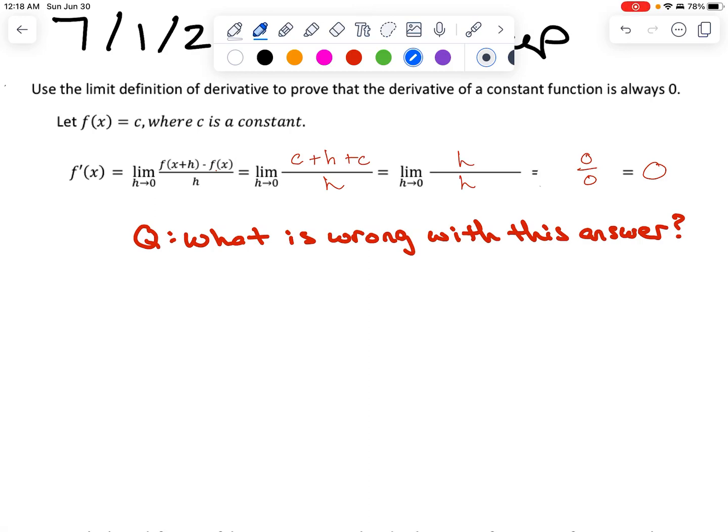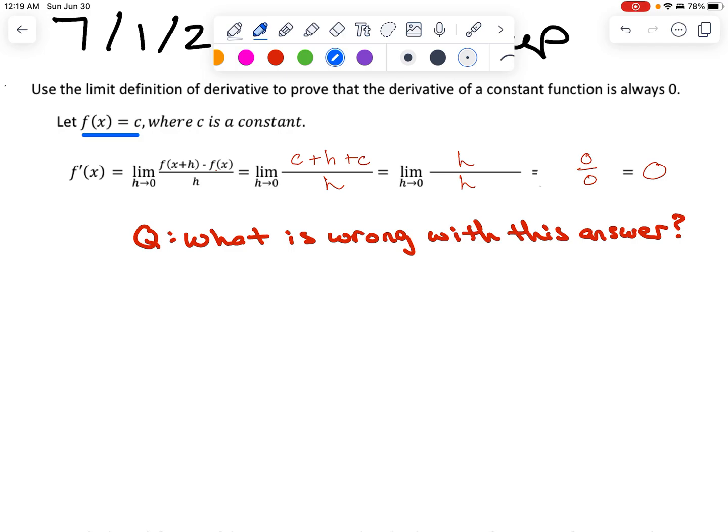We want to use the limit definition of derivative to prove that the derivative of a constant function is always 0. So a constant function is in this form, f of x equals c, where c is some constant. So here's one solution that comes up a lot. And my question is, what's wrong with this answer?